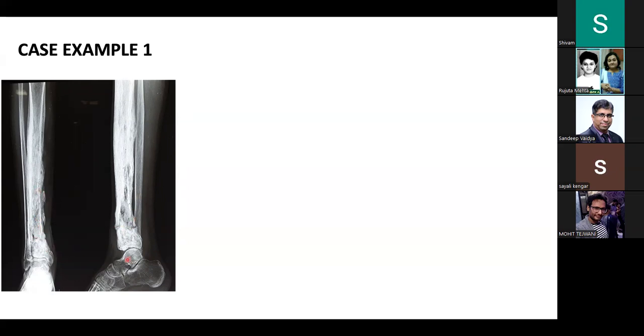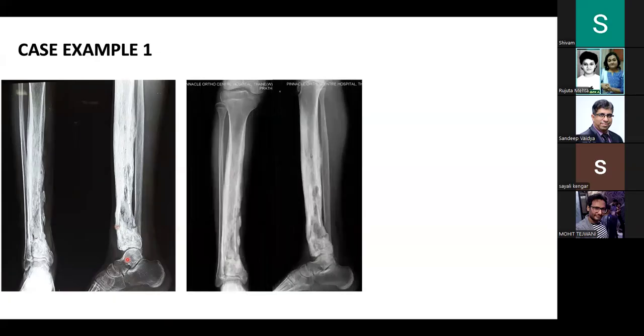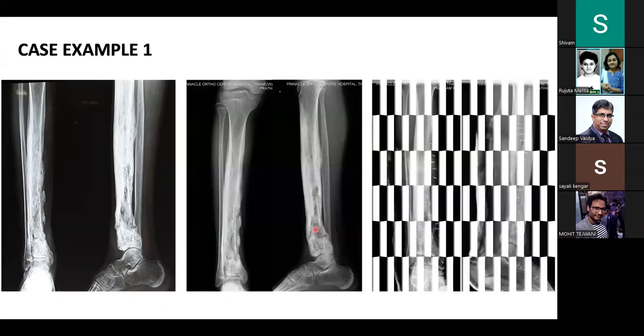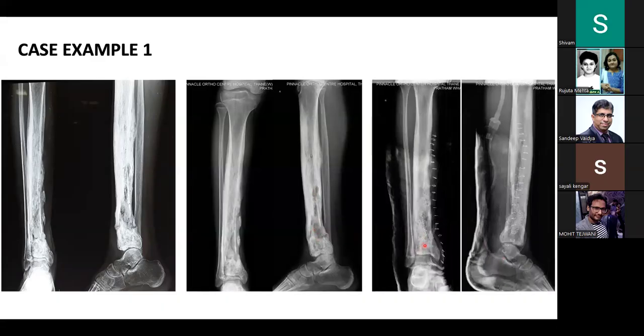So what we decided is that since the infection was not florid, and there was a sinus which was draining on and off, we would wait it out for some time and let the fracture probably heal, and see if it heals. And that's what happened. You can see now that the fracture has completely healed. And now all we had to do was treat the infection, which we did by removal of this sequestrum, and we implanted the calcium sulfate granules.